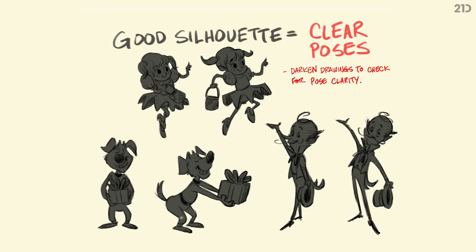I really love the dog. Just by completely turning the dog to be more profile, now we get a really clear silhouette of that gift, that present that he is presenting, right? So think about your silhouette when you're posing your characters, and it'll help sell the pose a lot more.